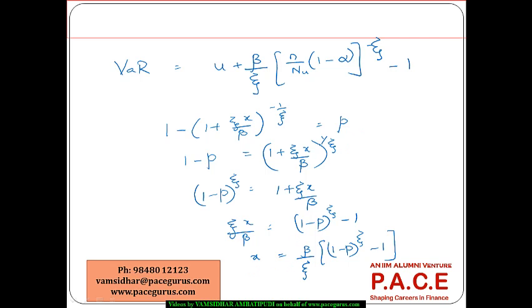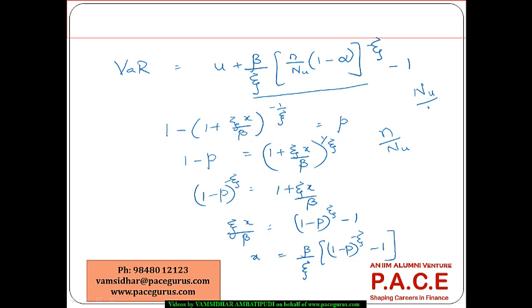And again here, this actually becomes minus zeta. So 1 minus p to the power minus zeta minus 1. This is where we are bringing in the computation of VaR. If you look at it, beta by zeta times 1 minus alpha to the power minus zeta minus 1. If I really want to look at the mean, I am looking at the proportion of the observations that are exceeding the threshold. So based on that, I am bringing in a factor.